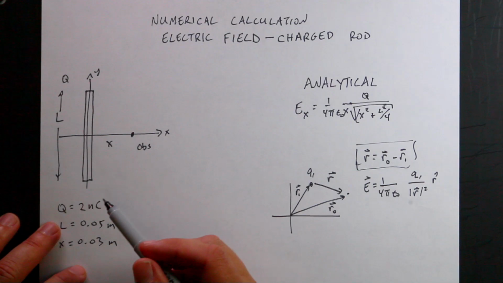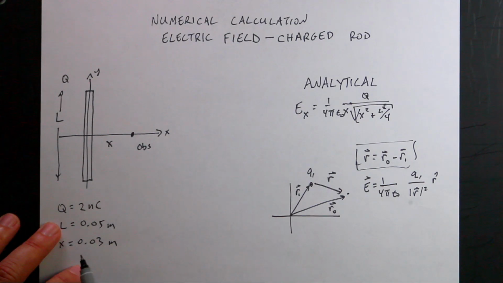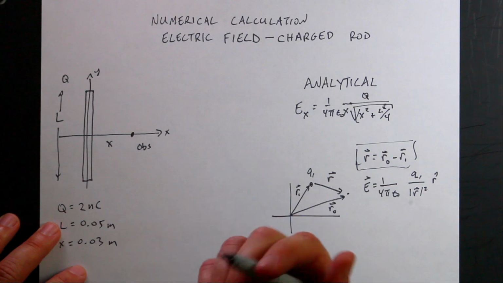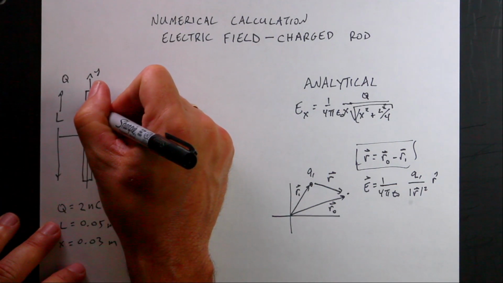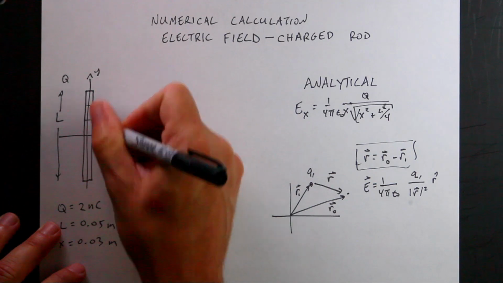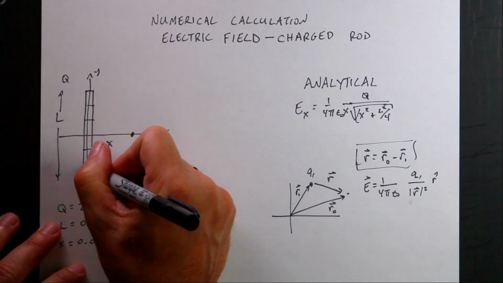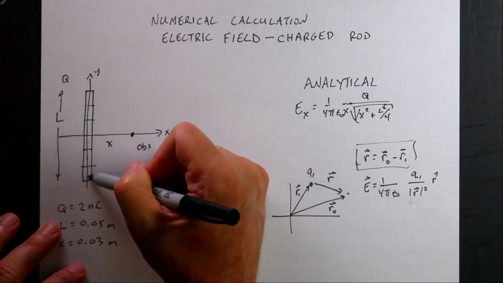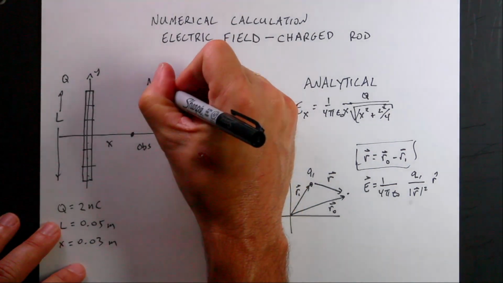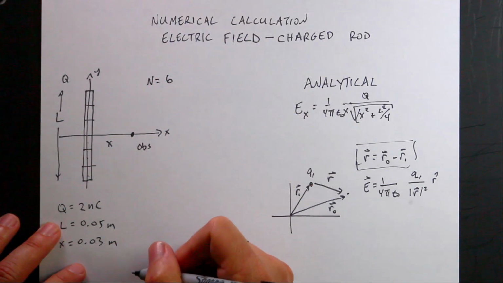We're going to break this into pieces, but we're not going to break it into an infinite number of pieces. We're going to use a finite number of pieces. So let's just do that. Let's break this into, let's see if I can do this, 1, 2, 3, 4, 5, 6 pieces. So I can say n equals 6.